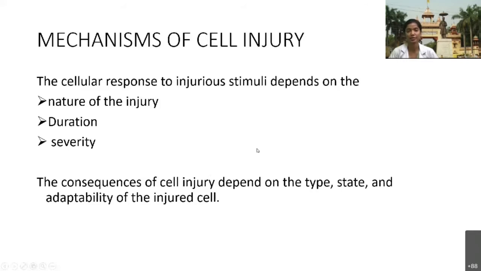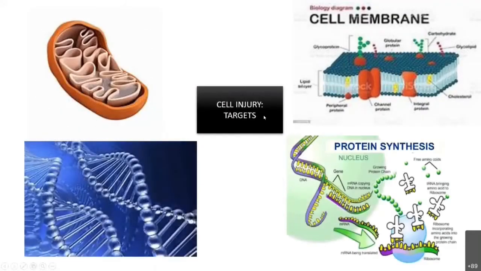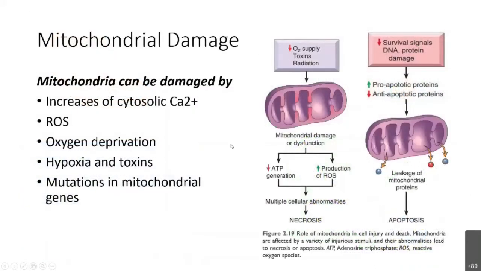Like a cardiac myocyte cannot withstand oxygen deficiency for a long time. On the other hand, the skeletal muscle of the skeletal system can withstand that oxygen deficiency for quite a long time. Now, coming to what are the basic main targets of this cell injury. First and foremost, the most important is mitochondria. Next, cell membrane. Then the machinery involved in protein synthesis, and DNA. Now let's come one by one.